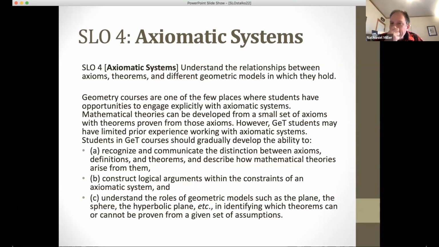Axiomatic systems. So another thing that happens in geometry courses is it's often people's only introduction to axiomatic systems. So the idea of starting with axioms and then proving theorems from them. And then also the related important idea of having different models where the axioms are true and using that to understand what things you can prove from certain axioms. That's something we do in geometry courses that we could do other places, but we often don't. So we think it's important that this is covered in the geometry course.